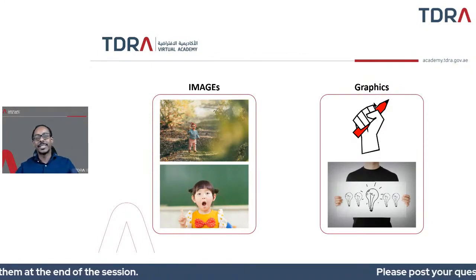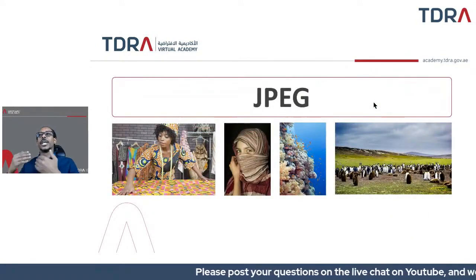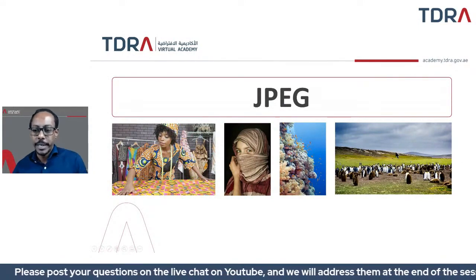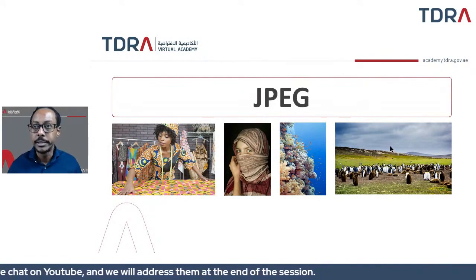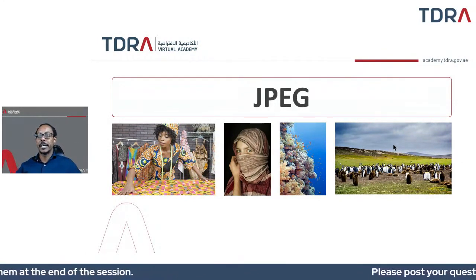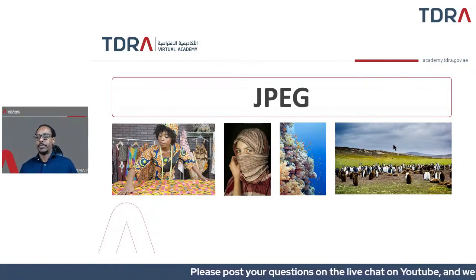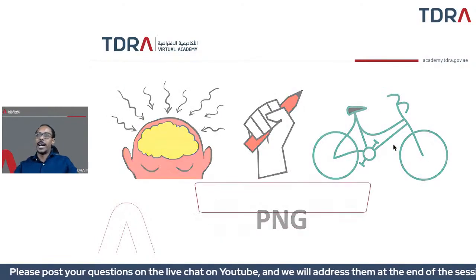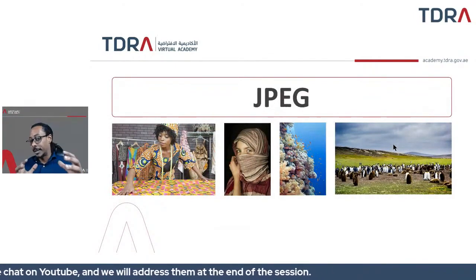Those images and graphics have different extensions. For instance, JPEG. These are JPEG, all right? They're good in terms of size and colors. They get the job done, but there is a better extension in terms of size, all right? And that is the PNG. So if you have JPEG pictures in your presentation, the size might be a bit big.